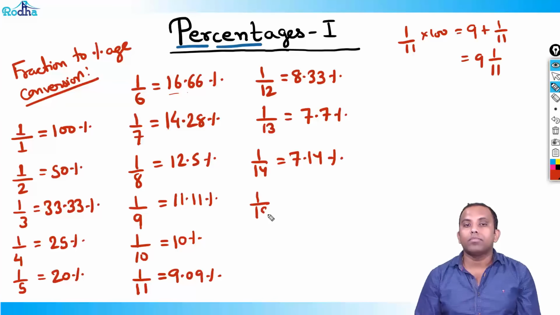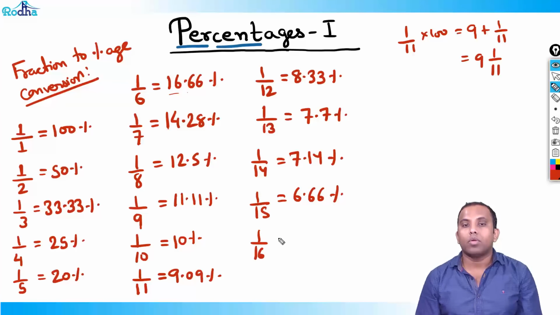Now 1 by 15. What is 1 by 15? It is 1/3 of 1 by 5. What is 1 by 5? 20%. 1/3 of 20%, how much? 6.66%. Okay, 20 by 3 is 6.66.